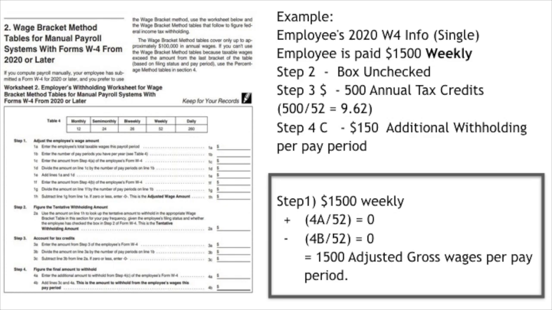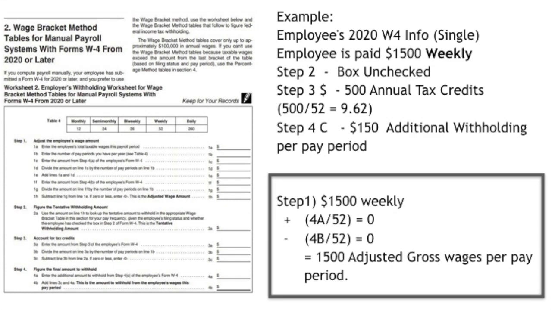Now Step 4A will give you the annual additional income. That's why we are dividing it by 52 in this example. Though we don't have any additional income, if there was, then we would divide it by 52, get that answer, and add that to 1,500. So in our case, we are adding 0 because there is no information given.